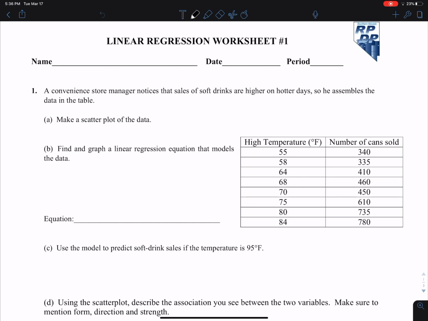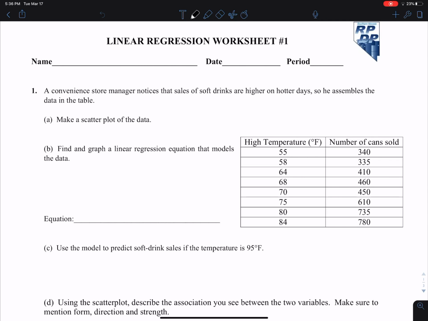Okay, so this is the first lesson of our remote learning. This is about linear regression, and we did go over linear regression in class, but I just wanted to review this one, and we'll review the correlation coefficient, and then we'll go on to the next thing, which is residual plots.